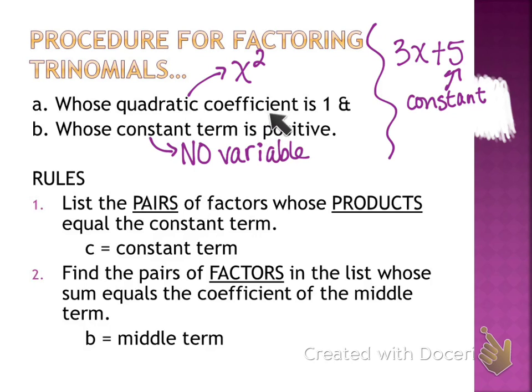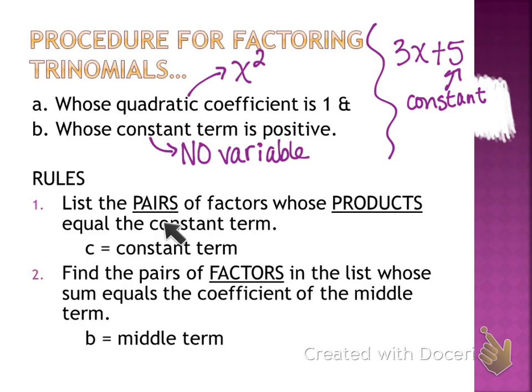Okay, so the coefficient or the number in front of the x squared term has to be a 1, and the constant term or the number without a variable has to be positive. That's the one specific situation that we're looking at today. So our rules, in case you have not already filled them in: we are going to list the pairs of factors whose products equal the constant term.